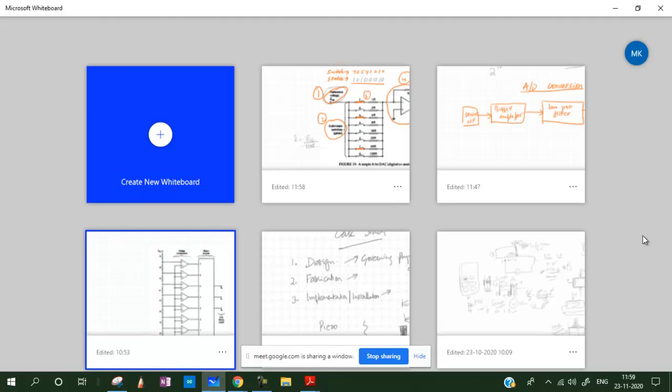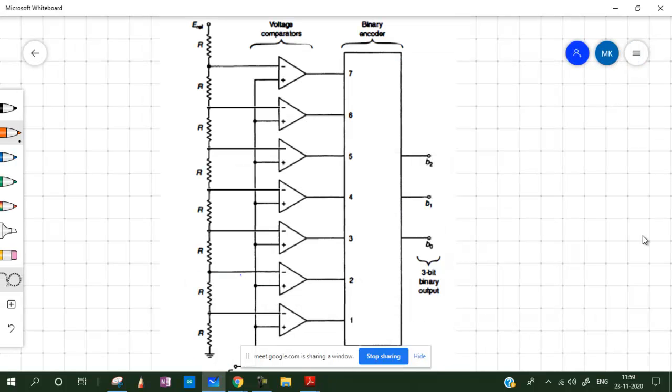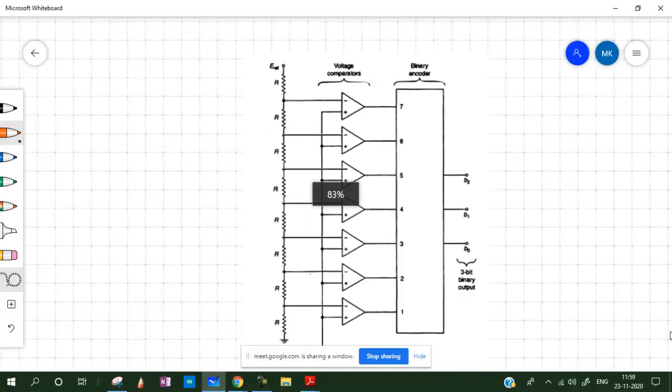Now similarly we have analog to digital conversion. So this is the last part here.